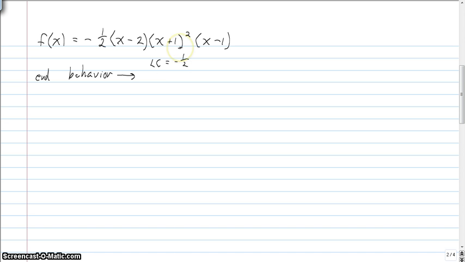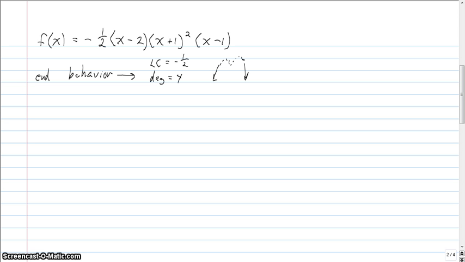And the degree of this polynomial is 4 because I've got 1, 2, 3, 4 factors that contain x. There's one here, 2 here, and then another one here, and so the degree is 4. And when I have a negative leading coefficient and even degree, my polynomial is going to open downward, both on the left and on the right.